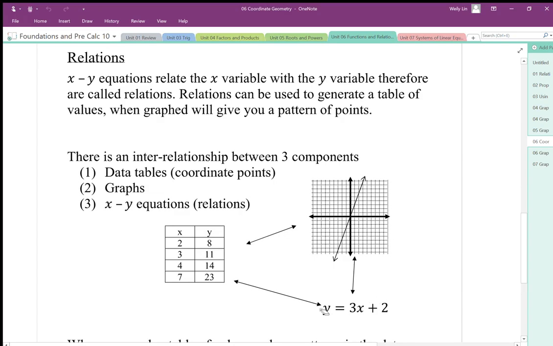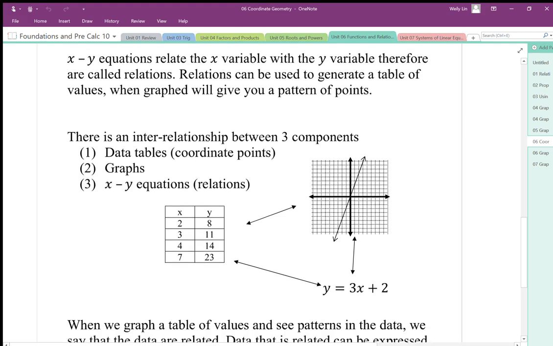Now, sometimes the calculations are very complicated, but for the most part, what we're going to be looking at are fairly simple straight line relationships. But it's important to understand this interconnectedness between these three constructs. Okay? If we have one, it always implies the other.